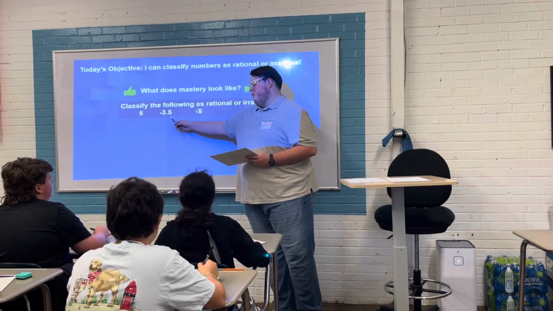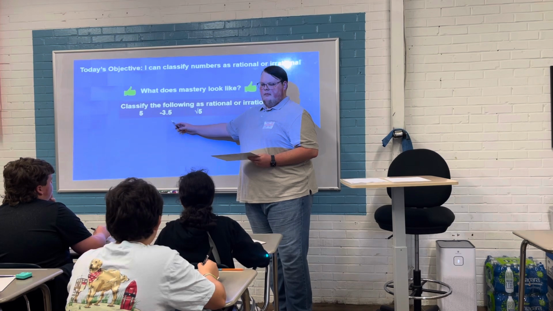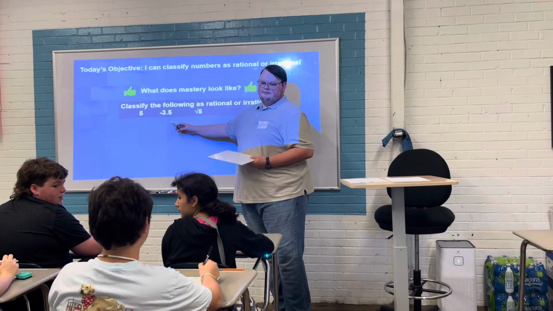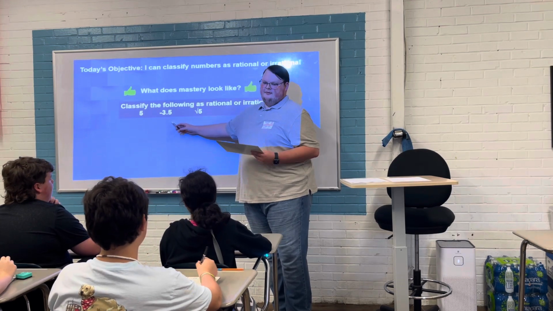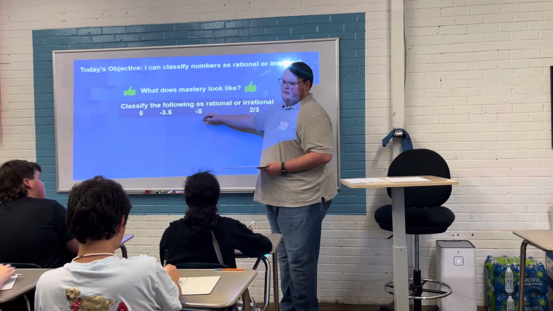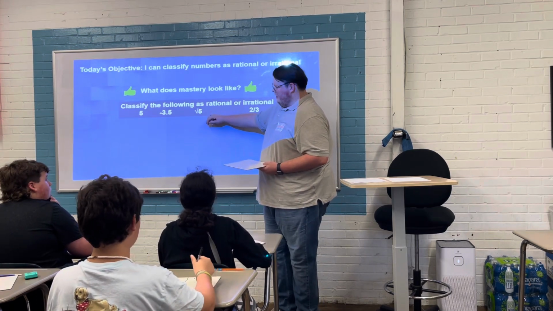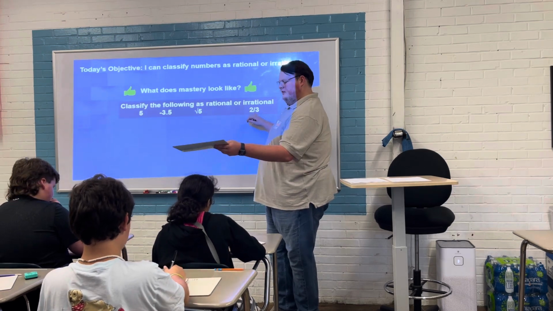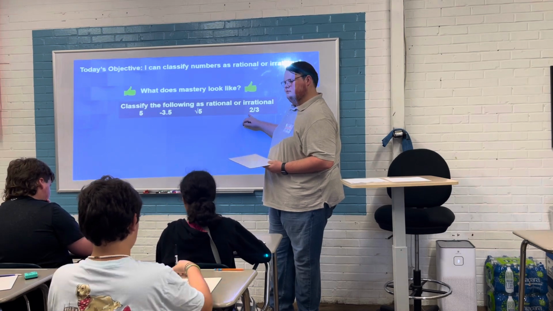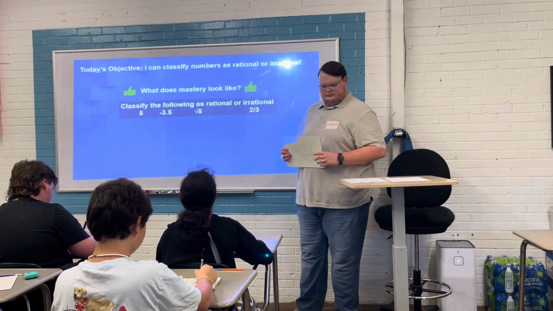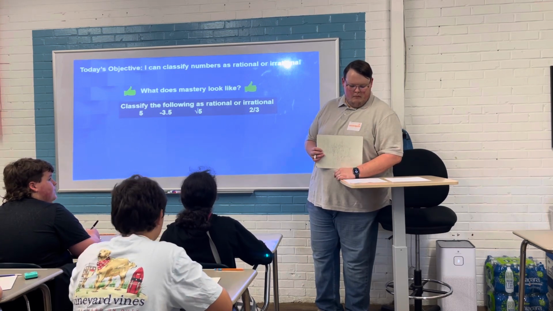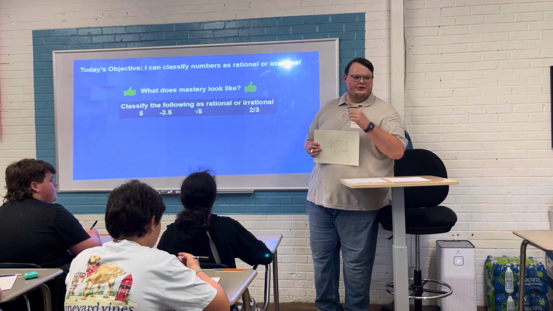Negative 3.5. What do you think? Rational. Put it on there. We'll see here in a second. Square root of 5. Your turn. Rational. Right, we'll see here in a second. And then you got 2 over 3, 2/3. So write it down. We'll see here in a second. Could you go on to the next one?